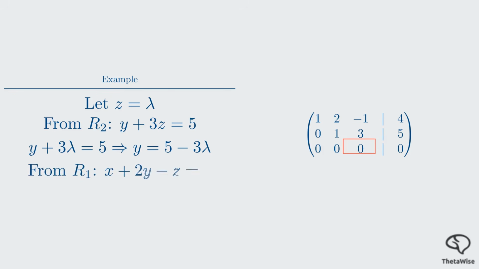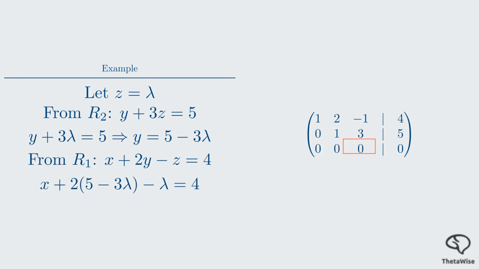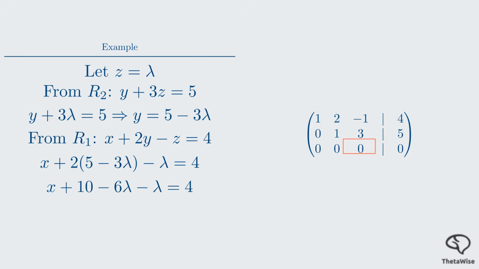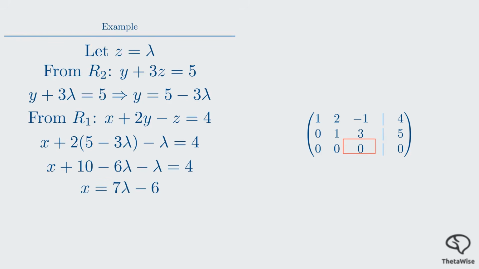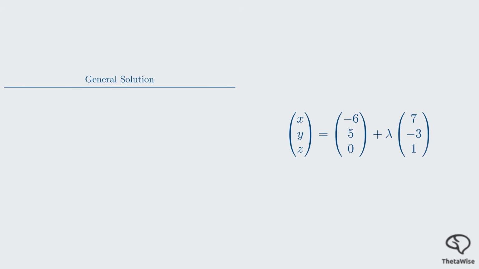Finally, we use the first row, x plus 2y minus z equals 4. Substituting our expressions for y and z, x plus 2 times the quantity 5 minus 3 lambda, minus lambda equals 4. Expanding this gives x plus 10 minus 6 lambda minus lambda equals 4. Rearranging to solve for x, we find x equals 7 lambda minus 6. We can now write the general solution in vector form.